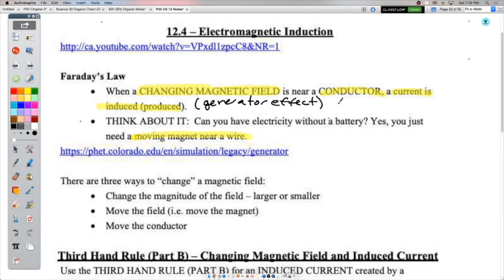So in general, the generator effect is taking mechanical energy and converting it. A magnet is going to move, so the magnetic field will be changing, and so you will induce a current, or electrical energy, the motion of charge. So let's think about what this looks like.